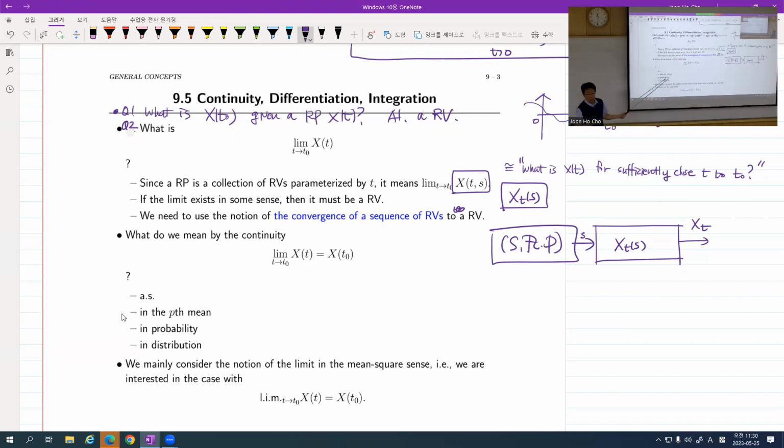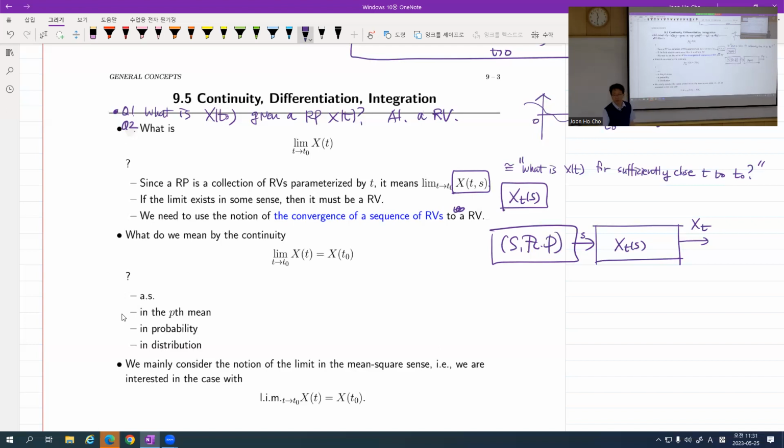Then here goes the definition. If the limit of X of t when t tends to t0 equals X of t0. This is not obvious, right? As we've seen in a deterministic signal, the limit of a function when t tends to t0 is not necessarily equal to the function evaluated at t0. Similarly, this limit is not necessarily equal to this one, a random variable, right? Then, what do we mean by this one?